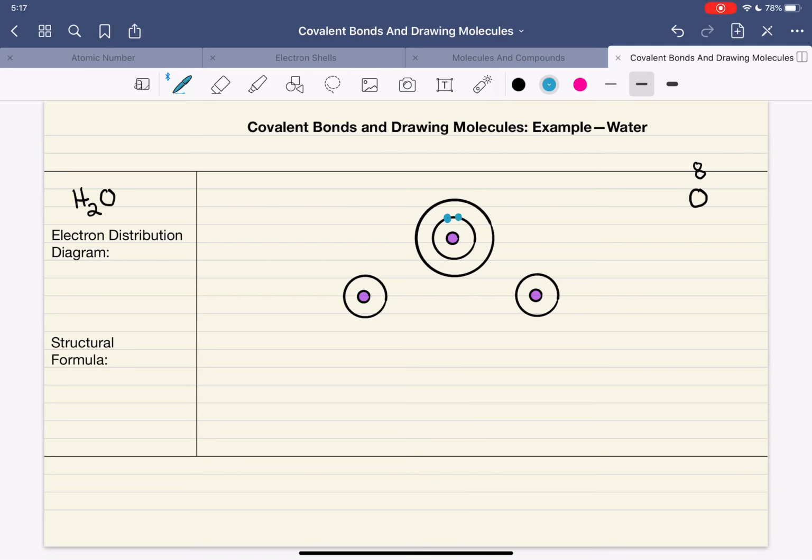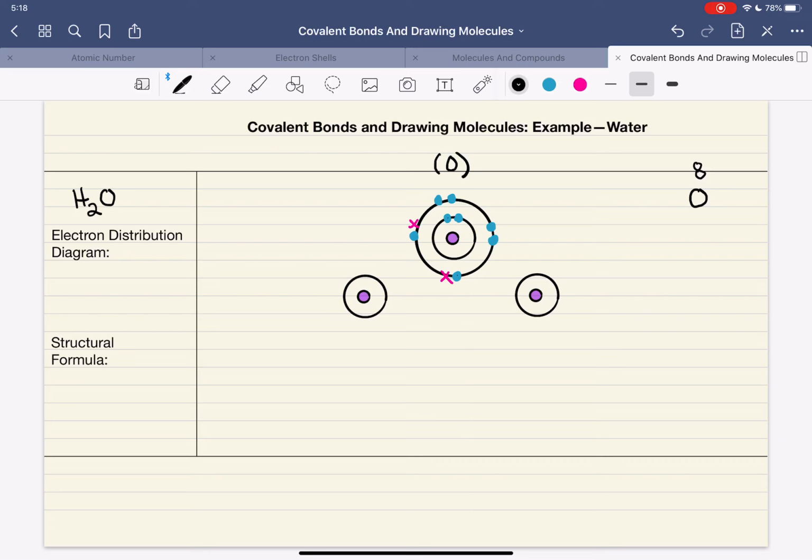So we have 1, 2, 3, 4, 5, 6, 7, 8. And we'll put an X next to the unpaired electrons, signifying that they want 2 more. So that's oxygen, so I'll put in parentheses the letter O to show you that that represents oxygen.